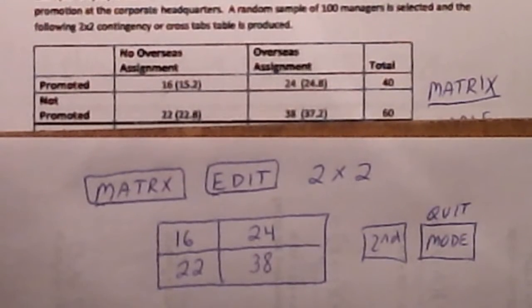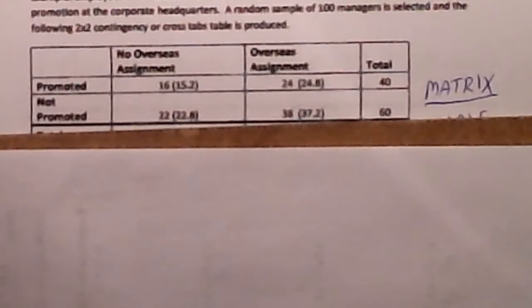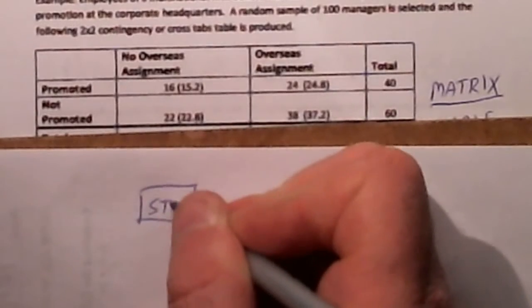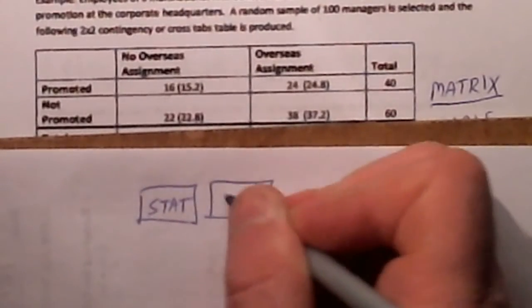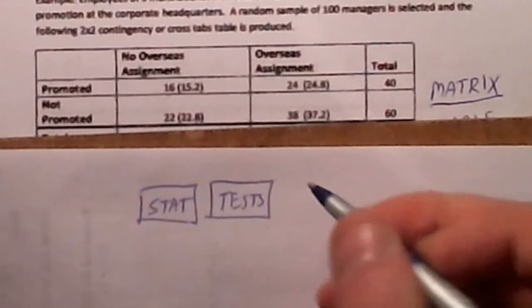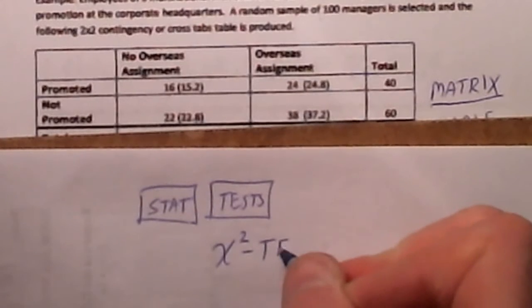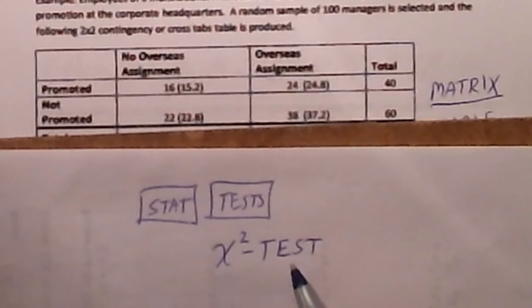All right. Now, ladies and gentlemen, that you have your matrix entered into memory, you're ready to conduct the chi-square test of independence. To do so, what you do next is this. You now hit your Stat button, go over to Tests, and then scroll down till you run into the chi-square test function. Chi-square test. So you'll go down and grab the chi-square test. You'll then hit Enter.